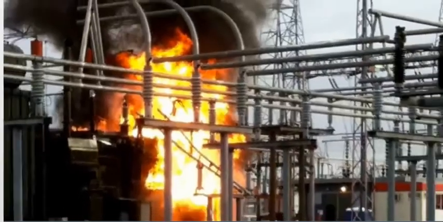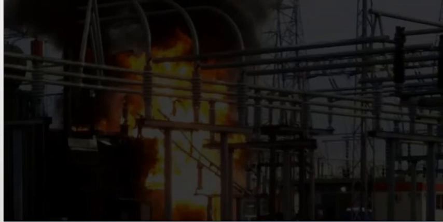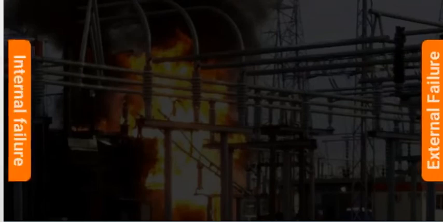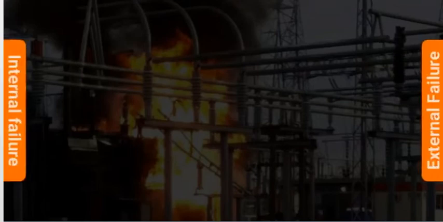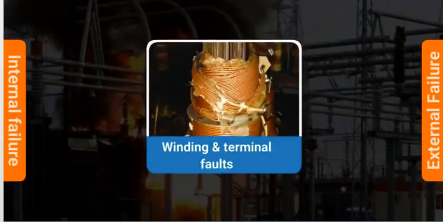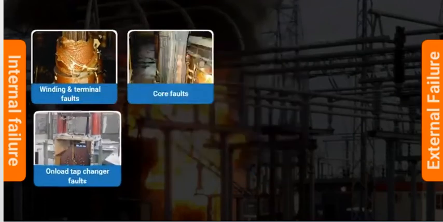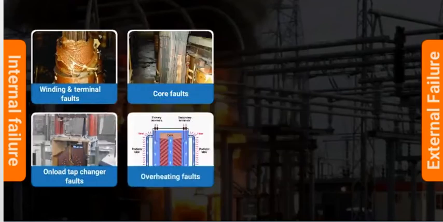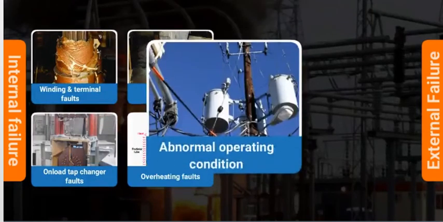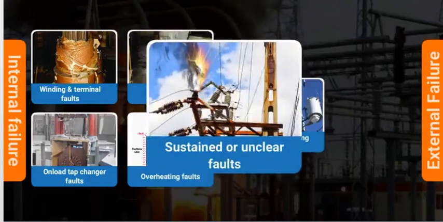The transformer failures can be classified as external failures and internal failures. They are as follows. Internal failure causes: winding and terminal faults, core faults, on-load tap changer faults, overheating faults. External failure causes: abnormal operating conditions, sustained or unclear faults.